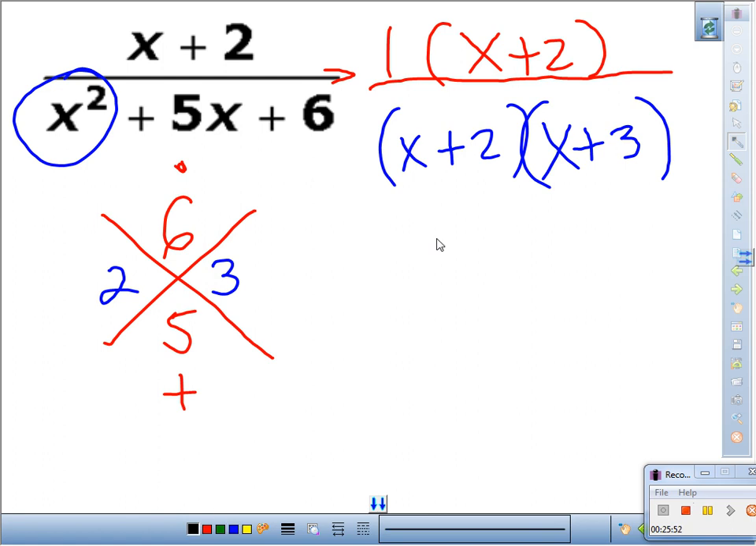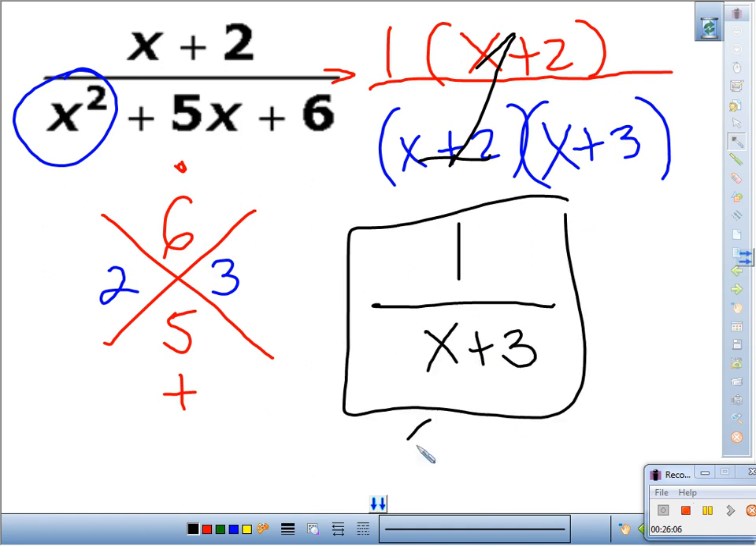Okay, look up, please. Look up, look up. What do we have here? What is x plus 2 over x plus 2? A 1. So what do we have left in the numerator? 1 over x plus 3. And this is simplified.